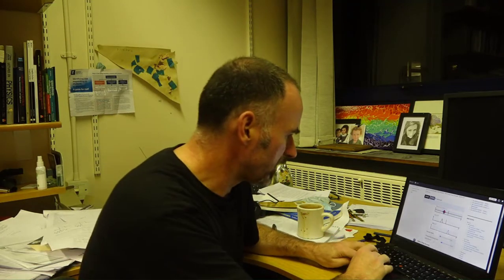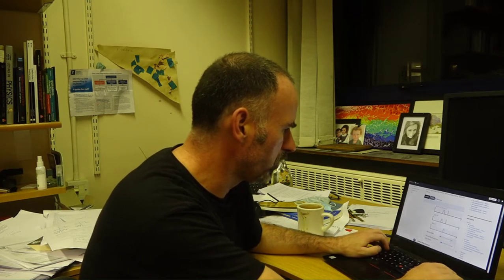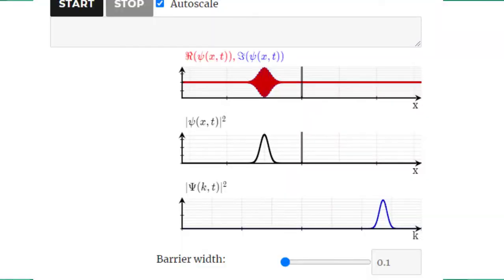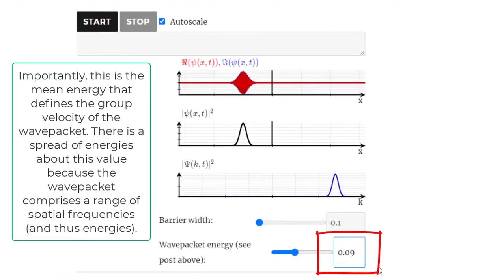So if our barrier height is set at 0.1, let's set this to close to the barrier height. We'll set this as 0.09. So the energy of our particles is now 90% of the barrier height. And so we're going to see the wave packet impinge on that barrier, and we're going to see what happens.